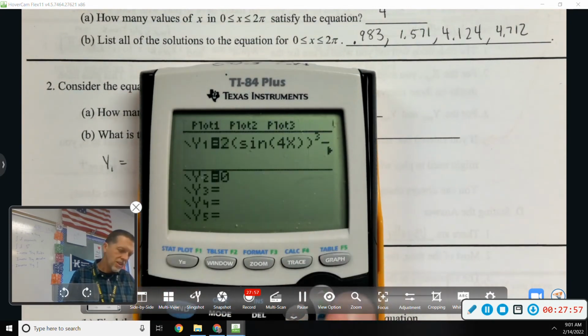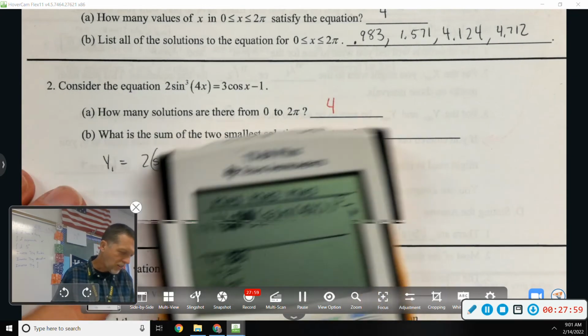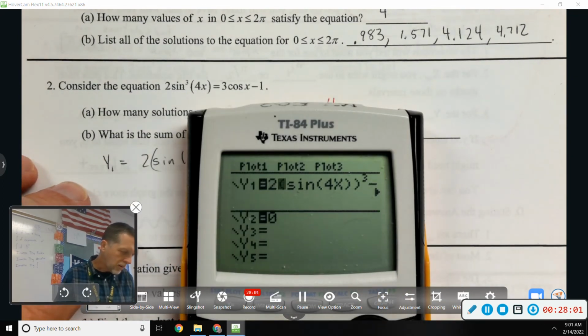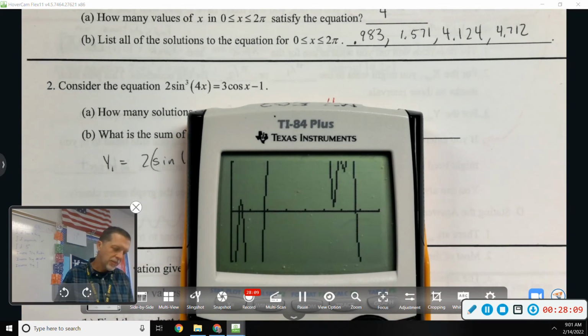Let me make sure this is right. 2 sine of 4x cubed minus 3 cosine of x plus 1. There we go. Again, the calculator's not going to make a mistake. It's only going to be us if we type something in wrong.